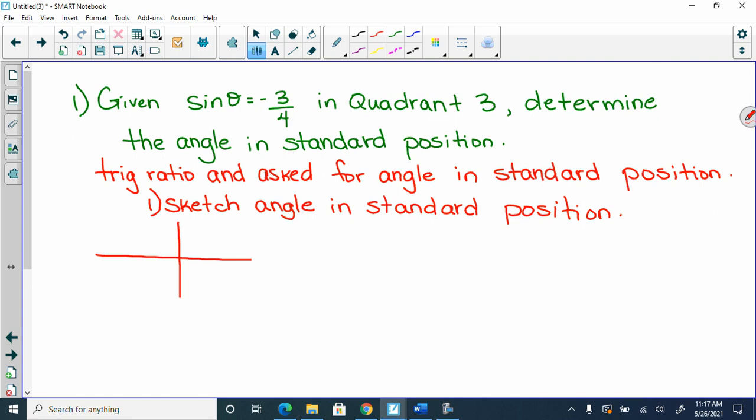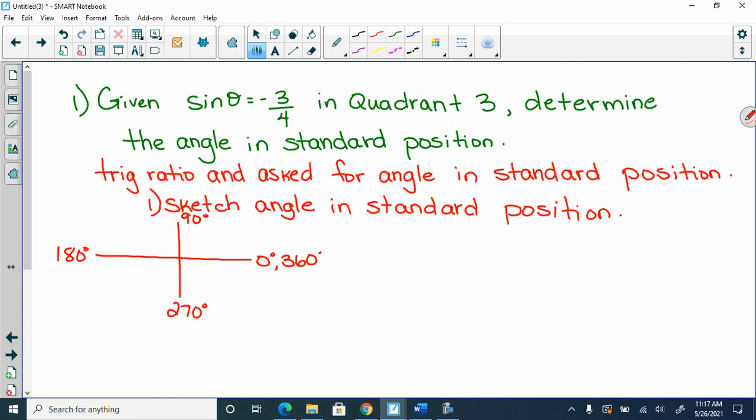So the first thing I always do is I label my arms, right? So I go 0, 90, 180, 270, 360. Next year we're going to go in the opposite direction. So we're going to go 0, negative 90, negative 180. We go counterclockwise. This year, not so much. We can always just go to 360. Okay?